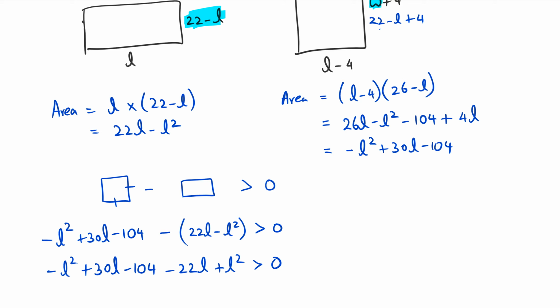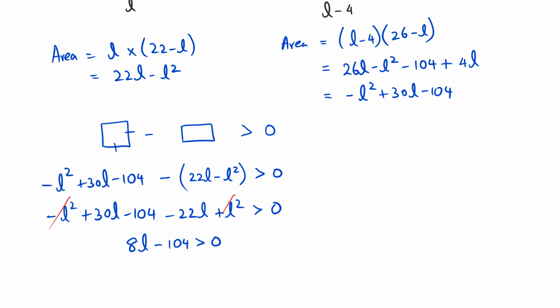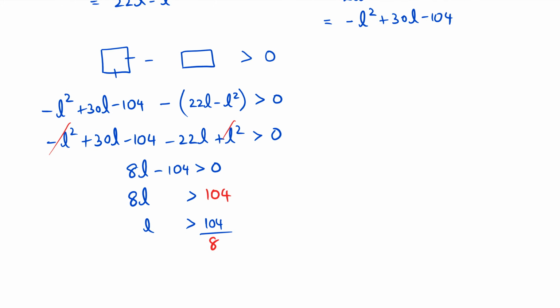The L squareds cancel out each other, and then you've got 30 minus 22L, which is 8L. So you get 8L minus 104 is greater than 0, and then we've got 8L is greater than positive 104, and we can just keep going. 8L is greater than, sorry, not 8L, L is greater than 104 divided by 8. Now, in this case, L ends up being bigger than 104 divided by 8, which is actually 13.